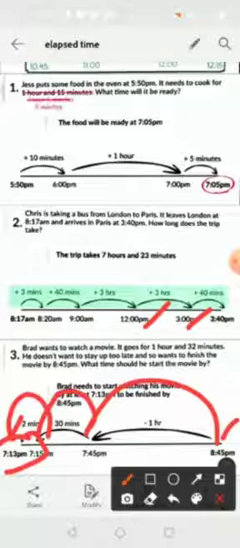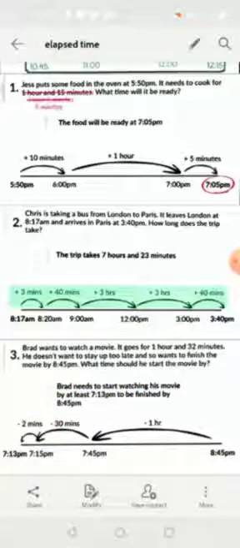This is all about elapsed time. I hope it will help you in solving problems related to it.